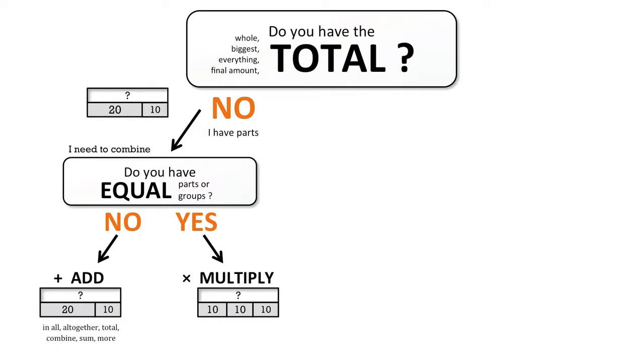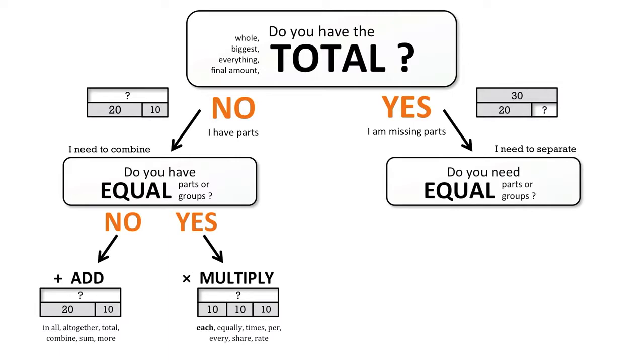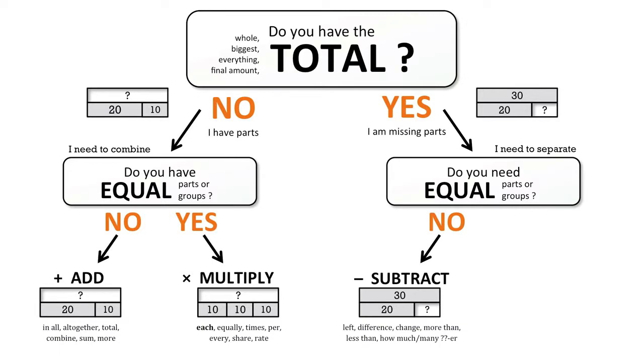Back at the top, let's say you do have the total, and you're missing a piece. You have one part, but there's some unknown there that you don't know. If it's an unknown, then you're going to separate. You're going to separate the piece you have from the total. So you ask yourself, well, do I need equal groups? Do I have equal parts? If no, then you're just going to subtract. You take the piece that you have away from the total, and that'll give you the piece that's left over, also known as the difference. It's just a subtraction problem. If you do have equal groups or equal parts, hey, we're going to divide.